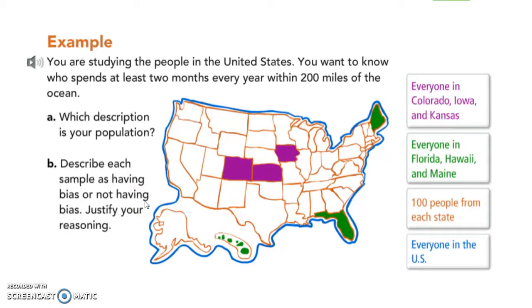All right, look at this example. You are studying the people in the United States. You want to know who spends at least 2 months every year within 200 miles of the ocean. I kind of already talked about something like this, but here we go again. Which is the description for your population? We're looking at these options over here. So go ahead and look through them. Which would be the description for the population? It would be the bottom. Everyone in the United States, this is our population.